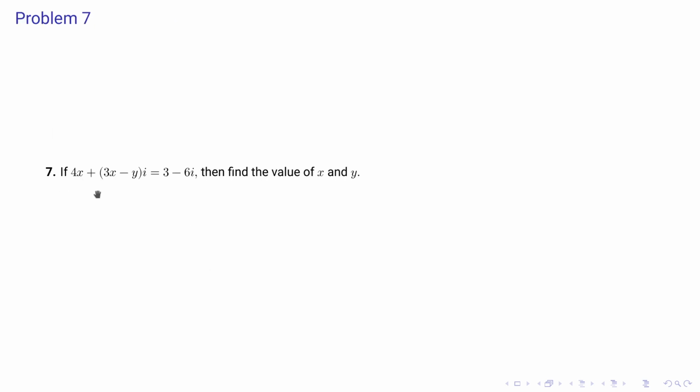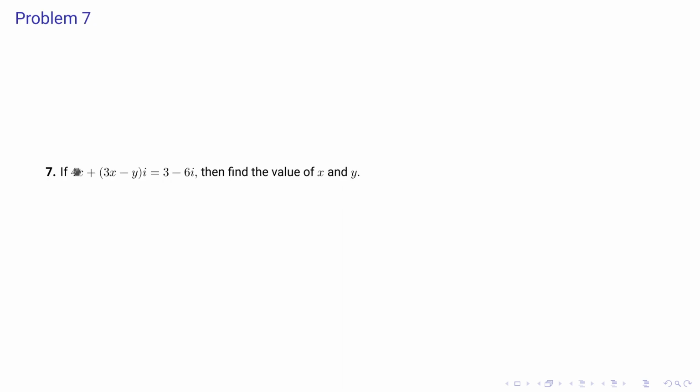Problem 7 says: if 4x + (3x - y)i = 3 - 6i, then find the values of x and y. So we compare real and imaginary parts. We get 4x = 3, because both are real parts. Similarly, 3x - y = -6. From this, we get x = 3/4. We substitute here, we get 9/4. So bring 6 this side, y this side: 9/4 + 6. We take the LCM, 6 times 4 is 24, 24 + 9 is 33. 33/4 is the value of y.